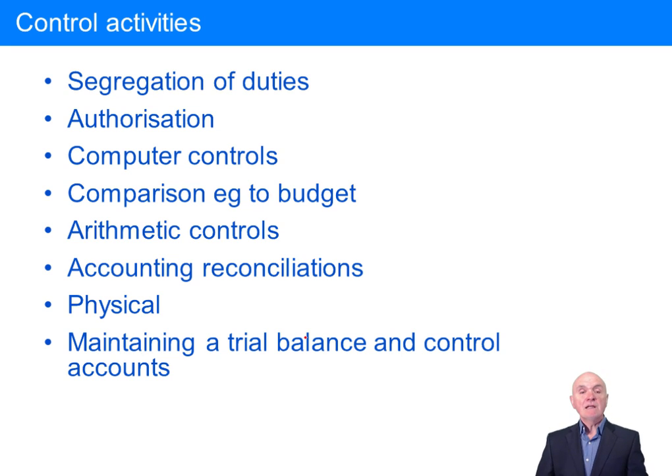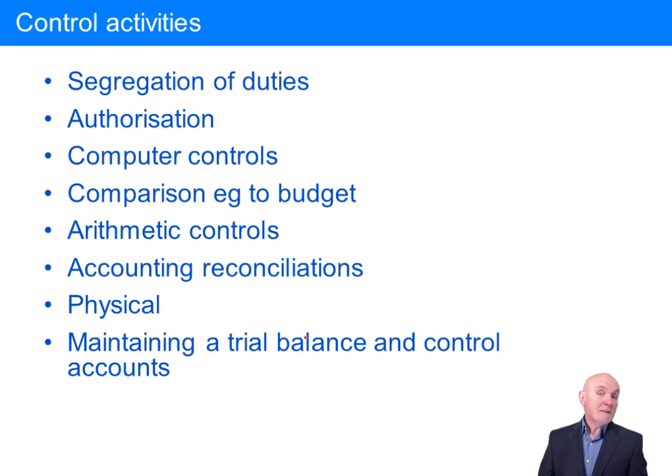And then maintaining a trial balance and control accounts. Does the total of the payables ledger reconcile with the payables control account? And if it doesn't, something's gone wrong in a detail. Take out a regular trial balance to make sure something hasn't gone astray.